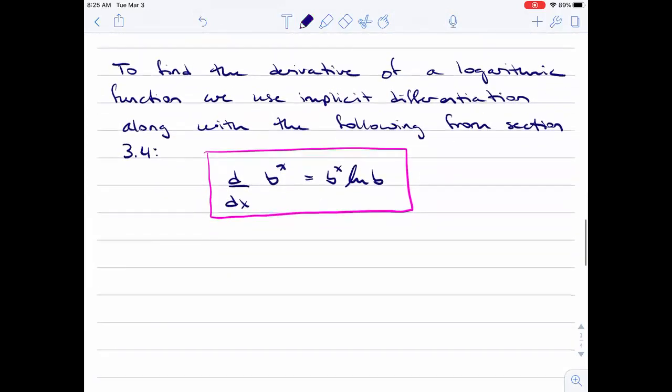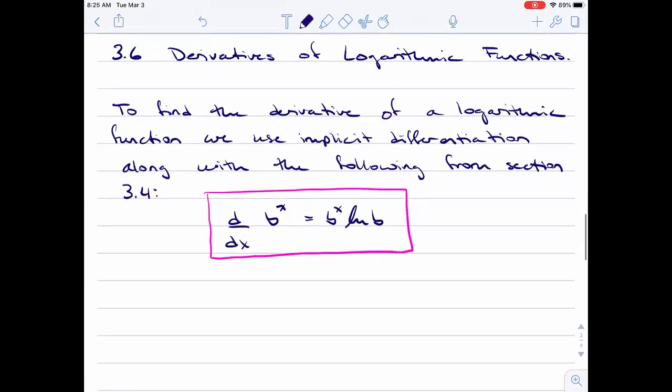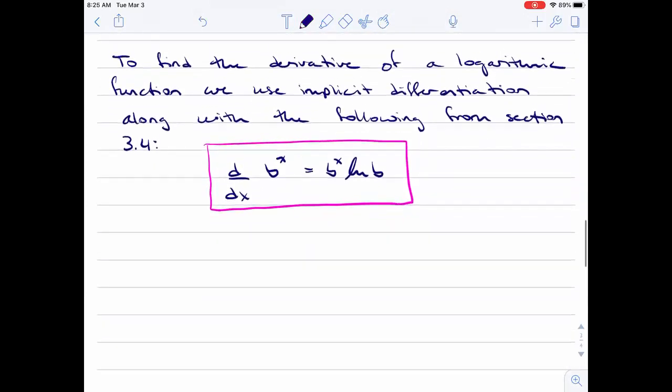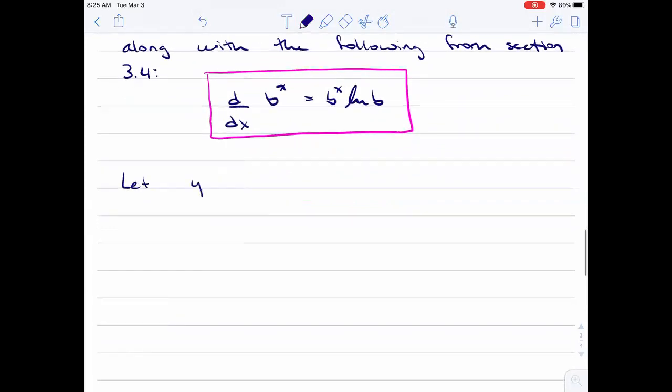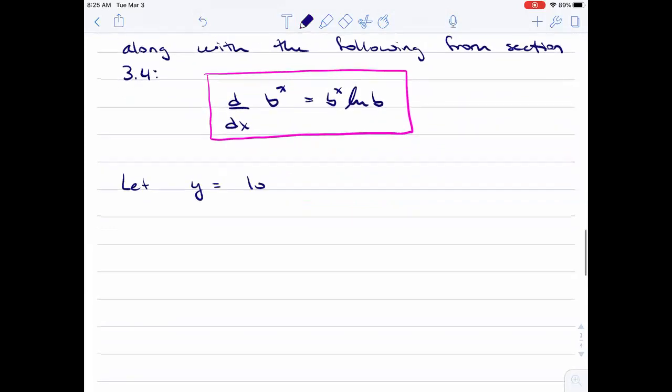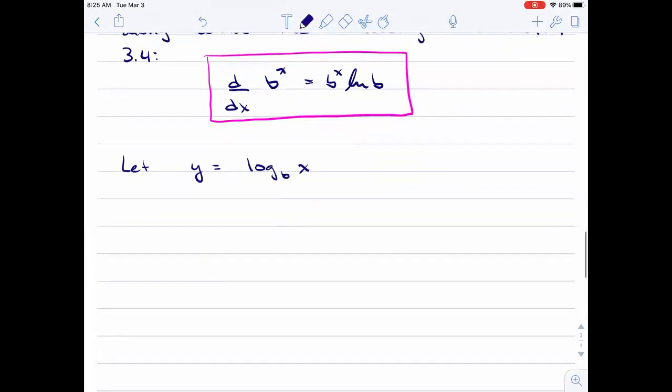So if we want to find the derivative of a log, any log base b, we let y be log base b of x. Then, by the same method that we used for the inverse trig functions, we can say that b to the power of y must be equal to x, just by the definition of logs and how they work.